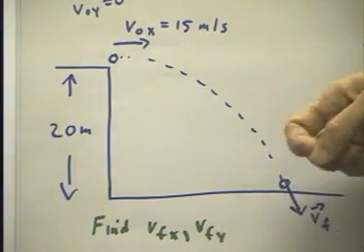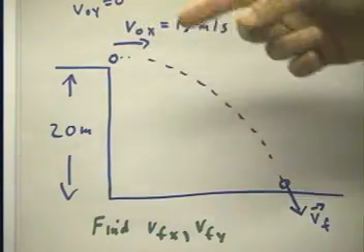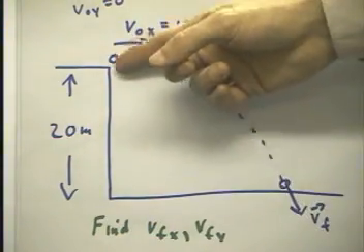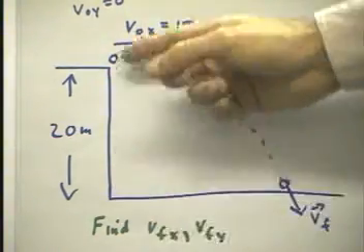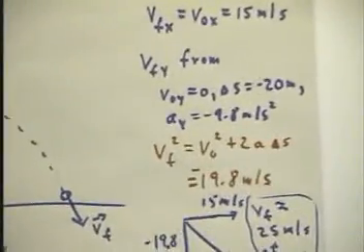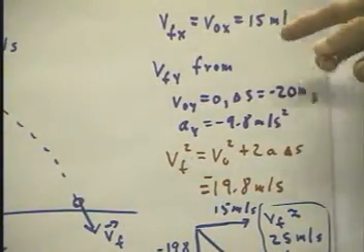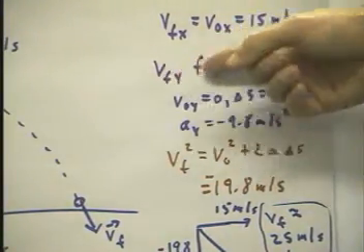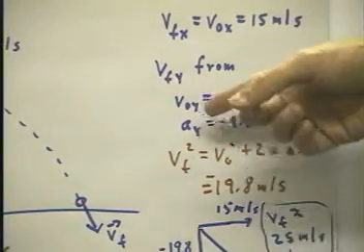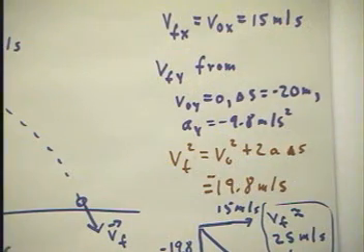To find our final y velocity, well, the ball starts out at a horizontal, which means that the initial y velocity is 0. So we're dropping 20 meters from an initial velocity of 0. Well, we can write this out more formally. The final x velocity is equal to the initial, which is 15 meters per second. For the final y velocity, the initial y velocity is 0, the change in position is negative 20 meters, and the y acceleration is negative 9.8 meters per second squared.